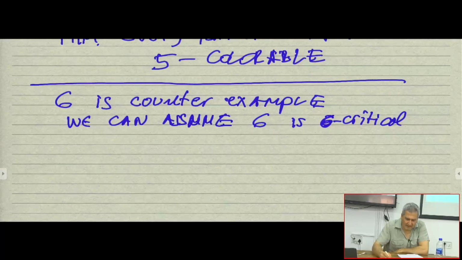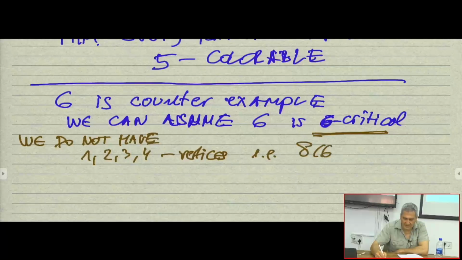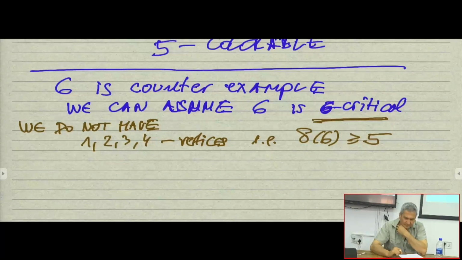So by assuming that G is 6 critical, we know we don't have vertices. We don't have, in other words, minimal degree of G is at least 5. We must have 5 vertices by Euler formula, yes? Okay?